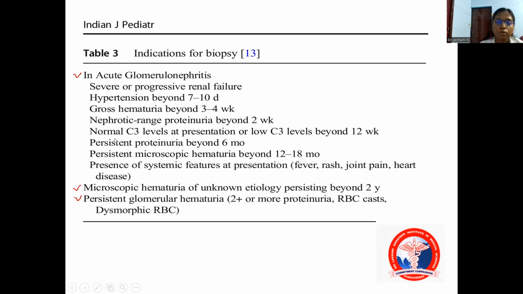Usually in post-streptococcal GN, C3 will be reduced for just 6 to 8 weeks. When it is persistently low beyond 12 weeks, you do biopsy. If C3 is normal at presentation, it rules out post-streptococcal glomerulonephritis, so do a biopsy. Also if they present with lupus-like features such as fever, rash and joint pain, you do biopsy. And for microscopic hematuria persisting beyond 2 years and persistent glomerular hematuria, you do biopsy.